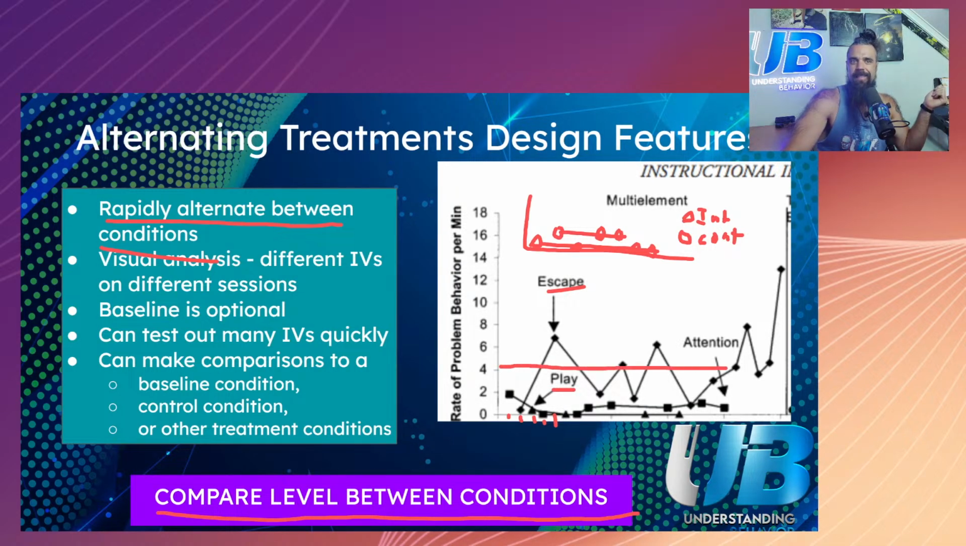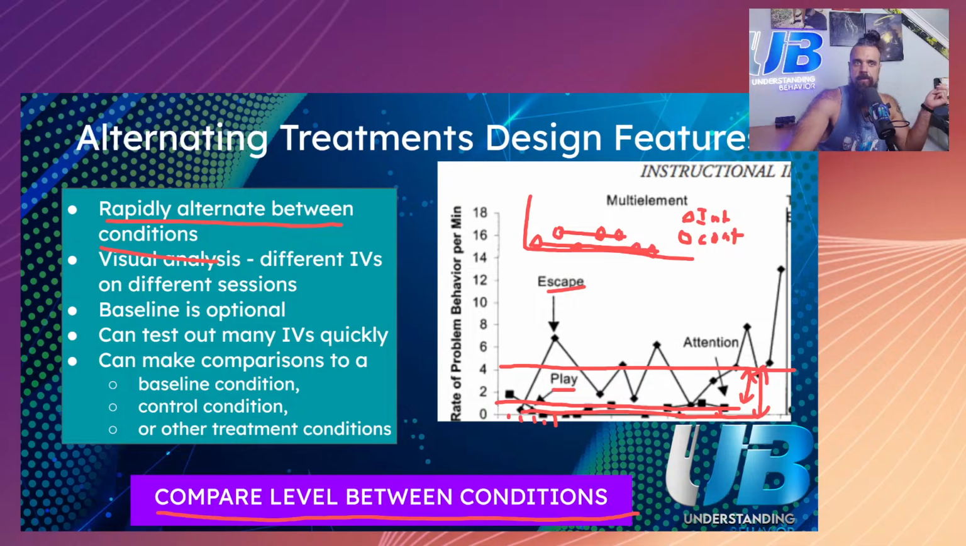So we can see our escape condition, our level is about 4. Our triangles, this play condition is right at 0. And then our attention condition is around 1 or so. So again, to show experimental control, we want to compare the levels between these conditions. We can compare them to the different treatments, or we can compare the treatments to the control condition as well.